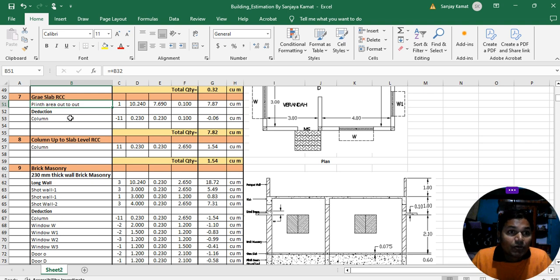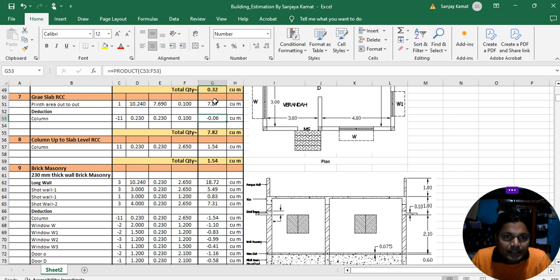So we are reducing this column from here, and the number of columns will be -11. The length of this column will be 0.230 meter, similarly the breadth will be 0.230 meter, and the depth will be 0.100 meter. Once we know all this, you have to multiply these 4 terms, then you will get the answer in minus terms, okay? Minus cubic meter, -0.06 cubic meter.